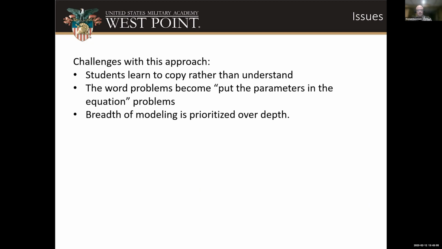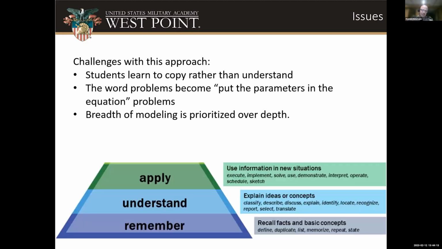And then I would say the breadth of modeling is prioritized over depth. I would argue that when we use these types of rapid fire models, instead of forcing students to dwell on the problem, we get into more kind of application-y type stuff and less modeling. So I'm going to assert that when we do these rapid fire modeling problems, we end up reaching the apply and maybe some analyze type results.